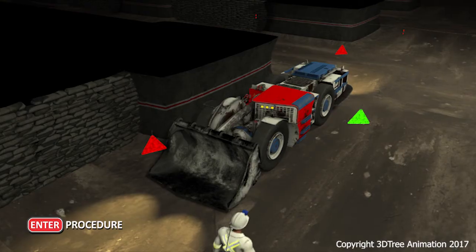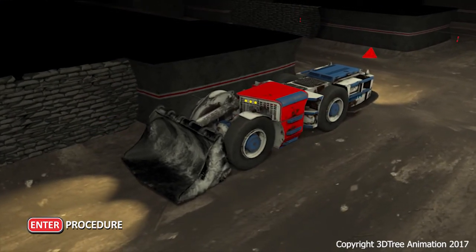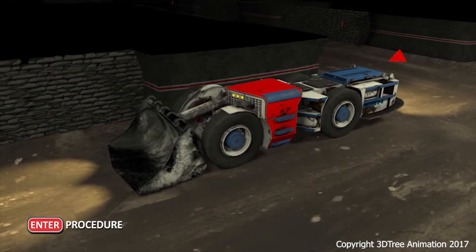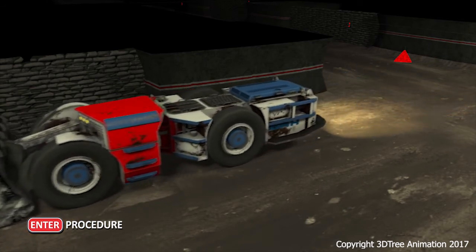6. When you're back at the vehicle, remove the red and green triangles. Leave one red triangle at the panel's entrance. This will indicate that a TMM is currently in operation. You can now proceed to the working area.